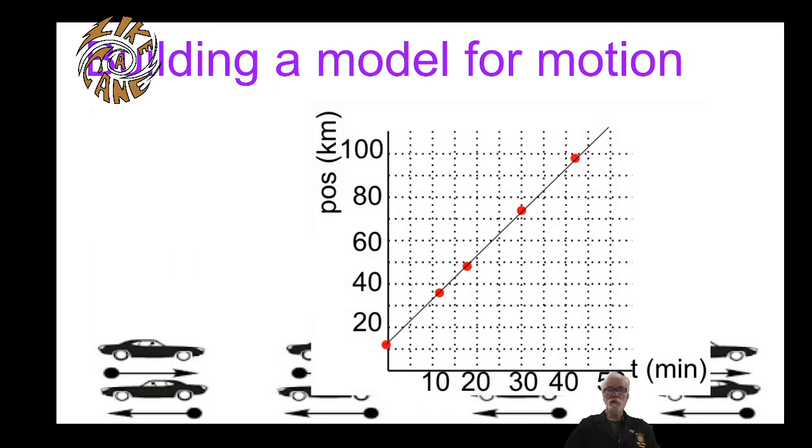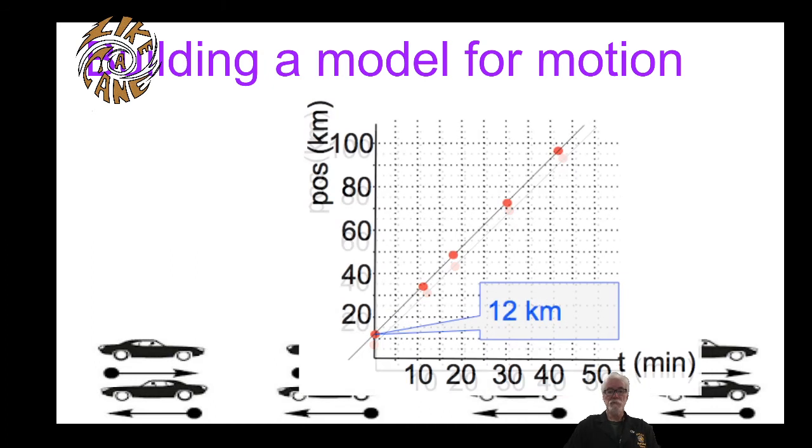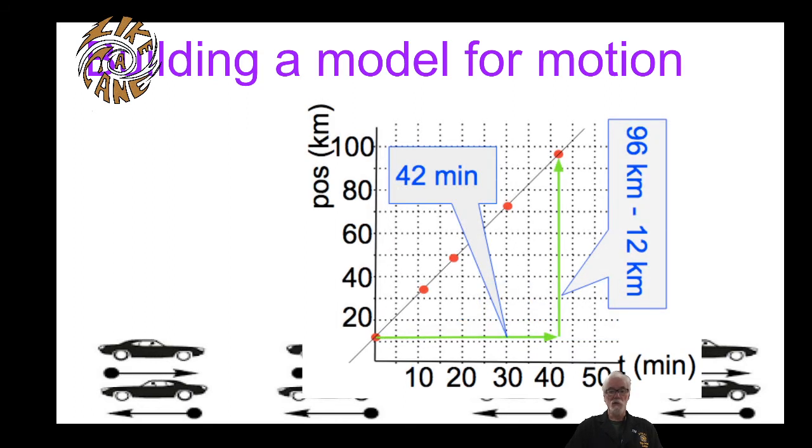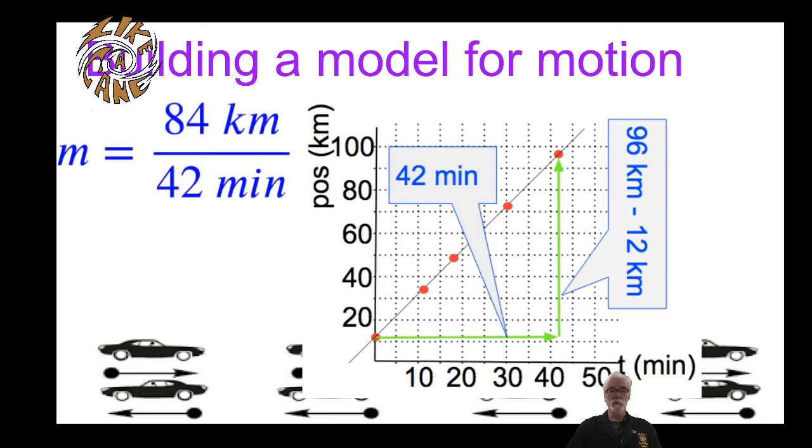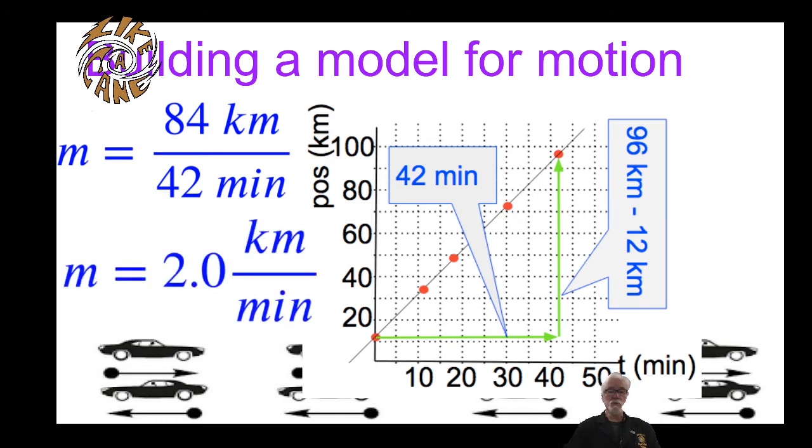So let's look at the features of this line. First of all, the vertical intercept is 12 kilometers. This means that the position of the train was 12 kilometers from Happyville when the clock started. If we look at the slope, there's a change from 96 kilometers back from a starting point of 12 kilometers over a time change of 42 minutes. And so the slope is 84 kilometers over 42 minutes, or 2 kilometers for every minute.